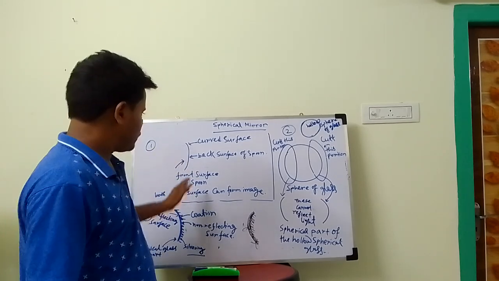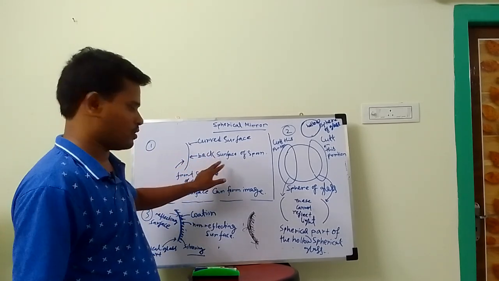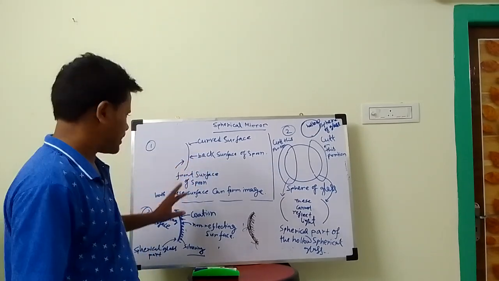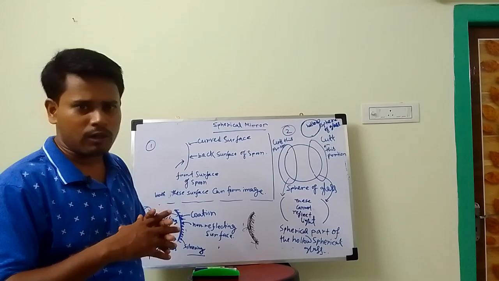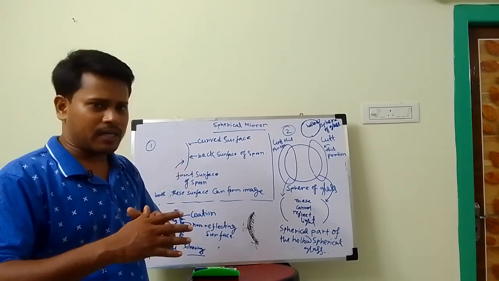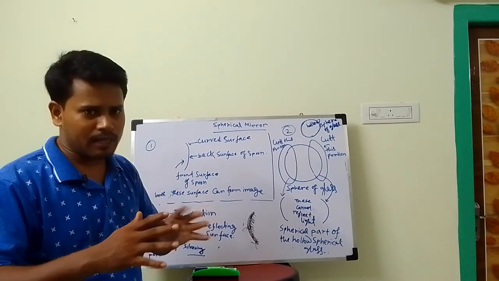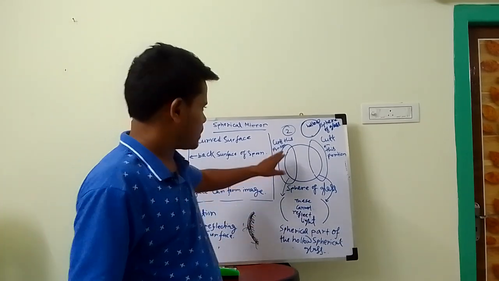Here in the first picture you can see the two surfaces of the spoon, the back surface and the front surface. And as both these surfaces can form the image, we can call them a mirror, and as their structure is curved, we can call them a curved mirror. Now let's move to the second picture.